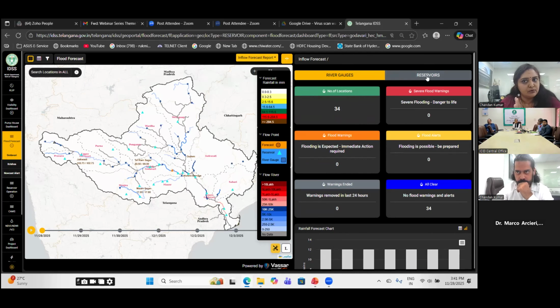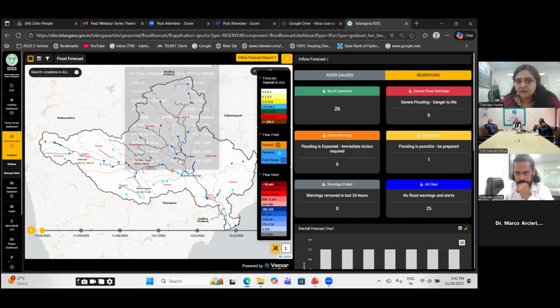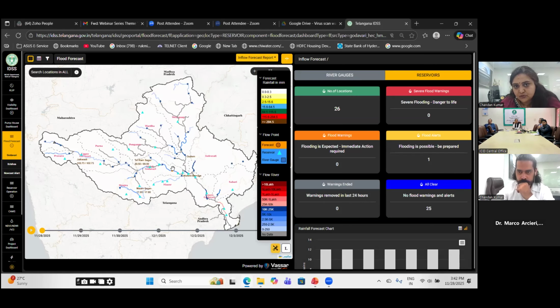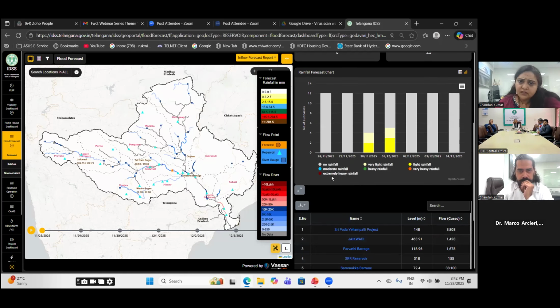Now if I go to the reservoirs, which are the triangle shape, you can see one of the reservoirs is already showing a flood alert, this one. If you want to understand the type of reservoir, it is Sripada Yellampalli Reservoir. Its capacity is 20.18, and the travel time to go from this to the next reservoir is also given over here, along with the downstream distance and the lat longs of it. With regard to that, we have the last 5 days storage data with the flows. That has also been given here. Now, I would like to show that for the next 5 to almost 7 days, we'll be having the information.